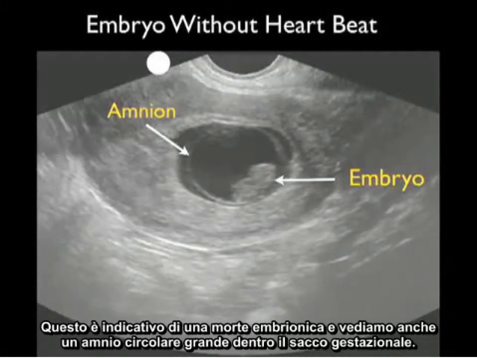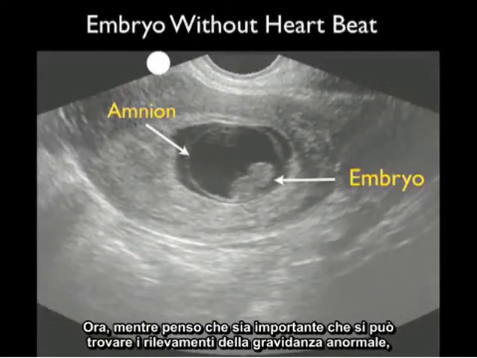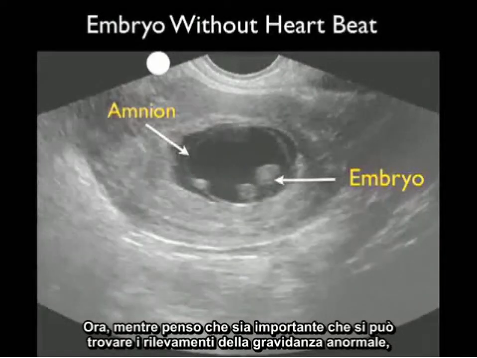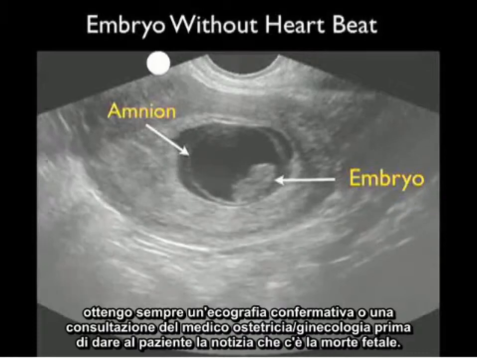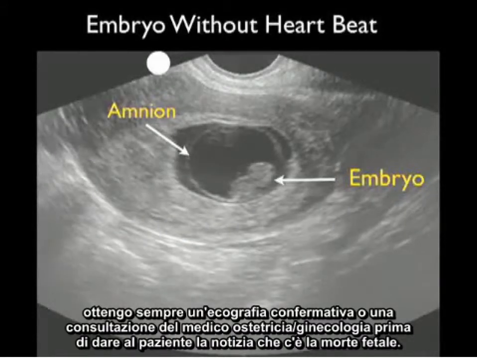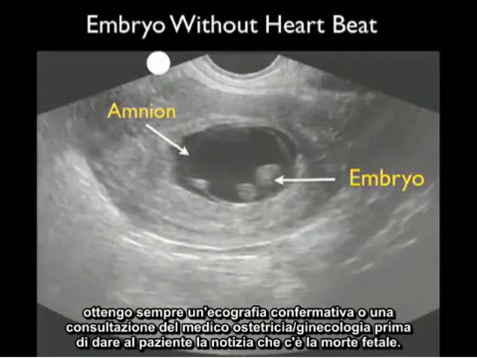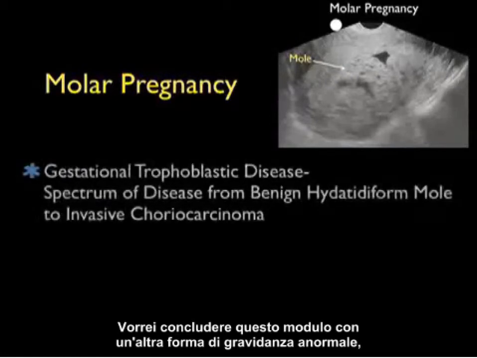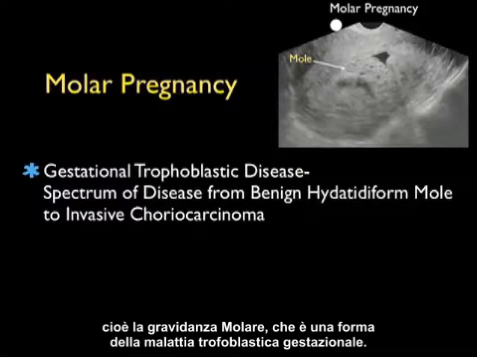Now, while I do think it's important we're able to pick up the findings of an abnormal pregnancy, I'm always going to get a confirmatory ultrasound and/or OBGYN consultation before giving the patient the news that there is a fetal demise. I'd like to conclude this module with another form of abnormal pregnancy, which is a molar pregnancy, which is a form of gestational trophoblastic disease.